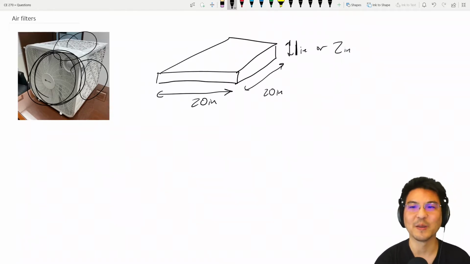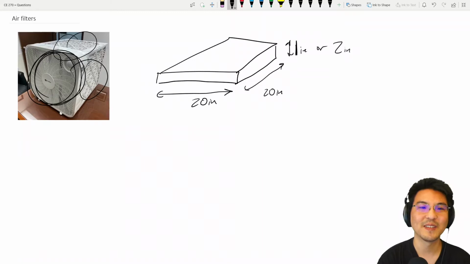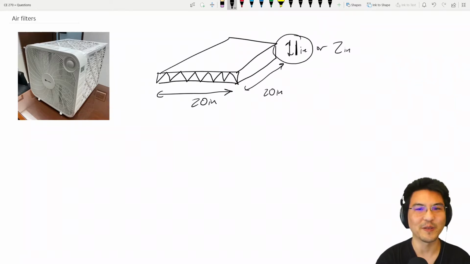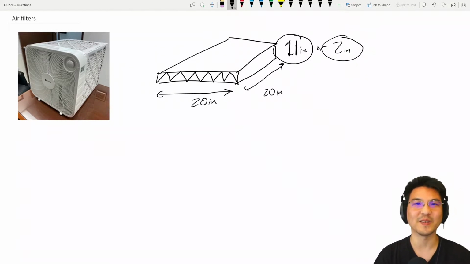So here's the math problem. What's the surface area? If you look at the picture, you see how the filter is pleated like a zigzag. So what's the surface area of, say, a 1-inch thick filter versus a 2-inch thick filter? Okay, so you can pause here and give it a try yourself.